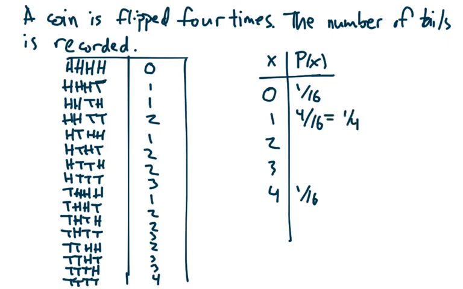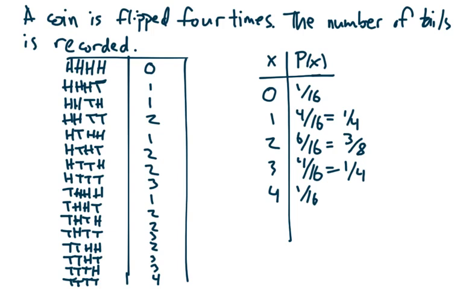3. Let's count up the number of 3's. 1, 2, 3, 4. That was easy. So 4 out of 16, which also reduces to 1/4. 1 plus 4 plus 4 plus 1, that's 5 plus 5, that's 10, leaving us with 6 left over, which is exactly what we counted for the 2's, making sure that we did this right. This reduces to 3/8. And this is a probability distribution.